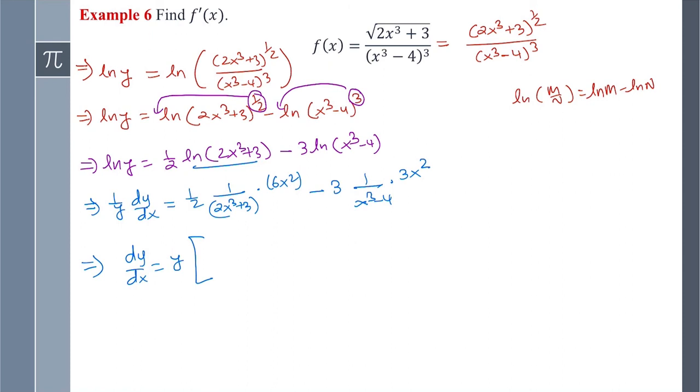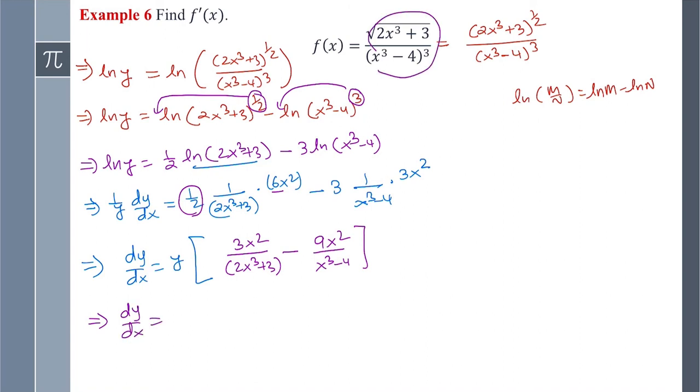Let's go ahead and simplify this. We have 1/2 here, so 1/2 times 6x² is just 3x², divided by 2x³ + 3, minus, now 3 times 3x² is 9x² over x³ − 4. Okay, now this implies dy/dx equals, now y is this function here, so we can write that as (2x³ + 3)^(1/2) divided by (x³ − 4)³.